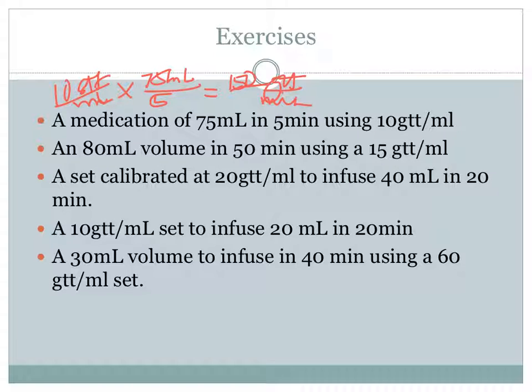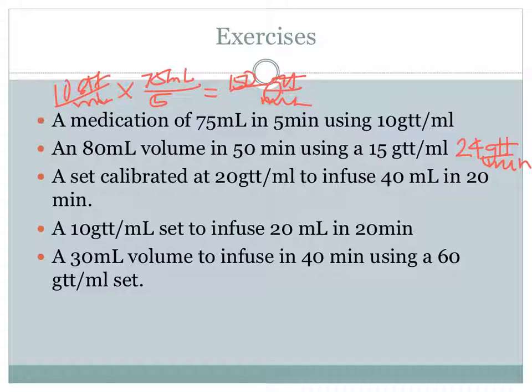With the next one, an 80 mL volume in 50 minutes using a 15 drop per mL equation, you would take 15 drops per mL and multiply that by 80 mL over 50 minutes. Remember to cancel out your milliliters, and your answer should be 24 drops per minute.